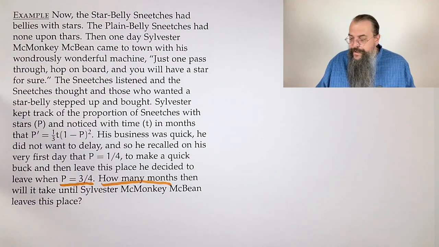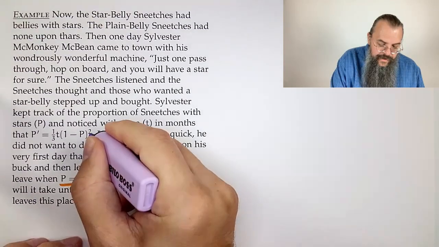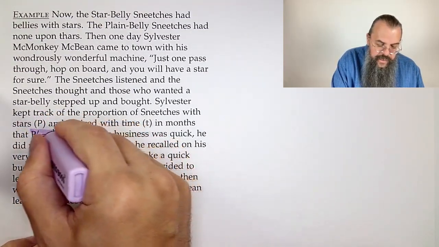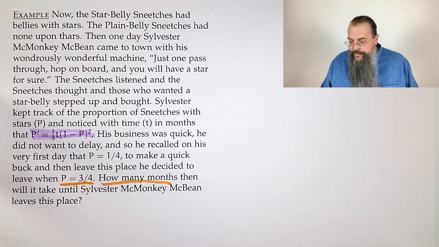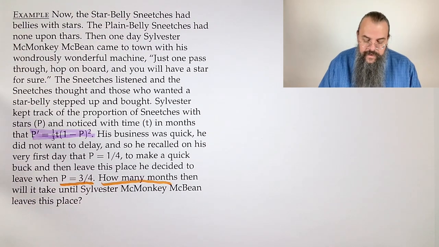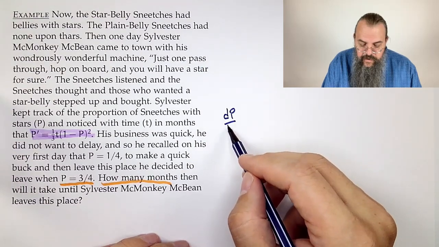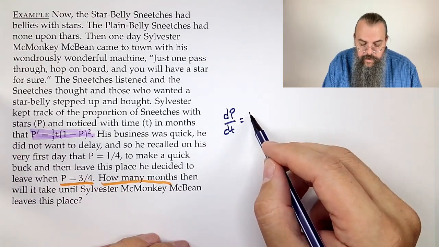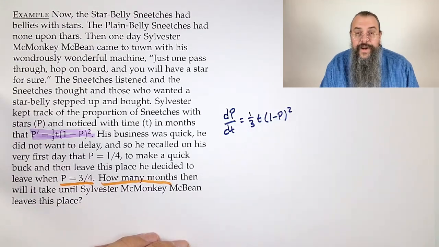Well, let's start with the differential equation because it's given to us. So we have this nice differential equation, and wow, what an amazing thing. It's actually separable. Well, that's not that surprising. And let's see what we have. We say, okay, we have dp over dt is 1/3 t times (1 minus p) squared.